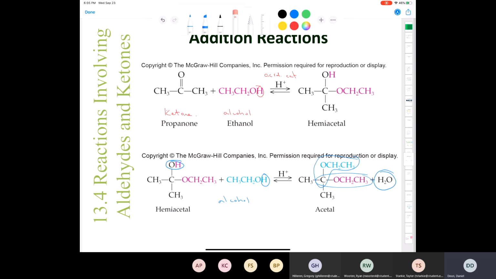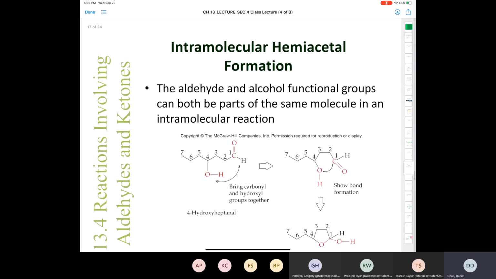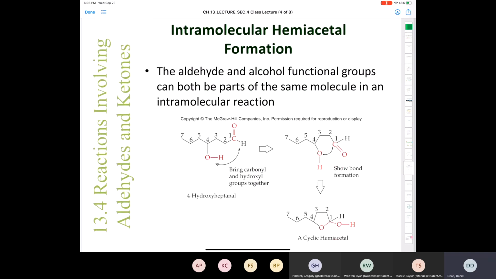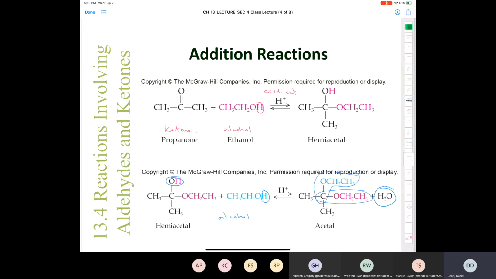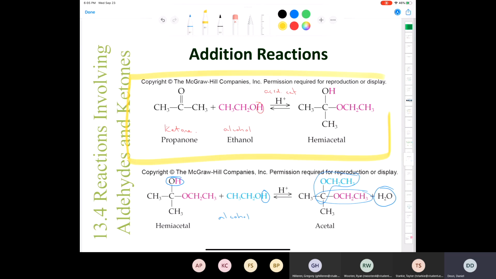Again, this is the simplest possible way that I can, as your instructor, distill it. With that in mind, let's take a look at a special kind of hemiacetal formation called an intramolecular hemiacetal formation. Everything that we looked at up until now, if I back up a slide, these are intermolecular hemiacetal formations, because this reaction occurred between two molecules.